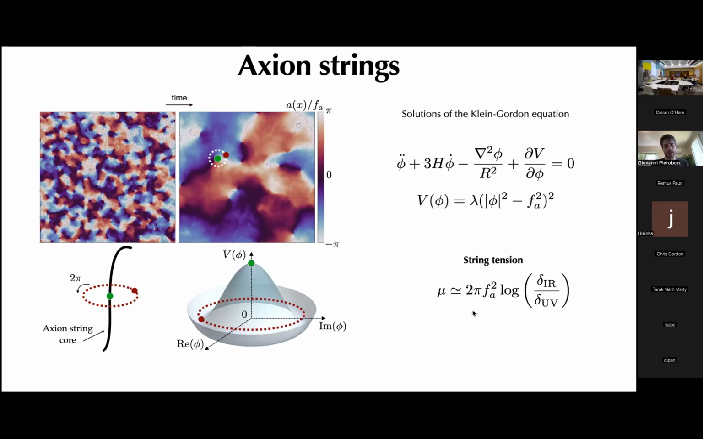Now, the string, being a 1D filament, a 1D topological defect, will have a tension, so an energy per unit length. And I'm pointing this out because there's a logarithmic dependence on the string tension, which will depend on whatever IR and UV regulators you have. The UV regulator is the string core itself, and in a string network, the IR regulator would be the inter-string separation. But what I want to point out here is that as the universe evolves, the Hubble scale will decrease, so the separation between FA and H becomes larger and larger, which means that the string tension is acting as a proxy for time. So as time goes on, the string tension logarithmically increases.